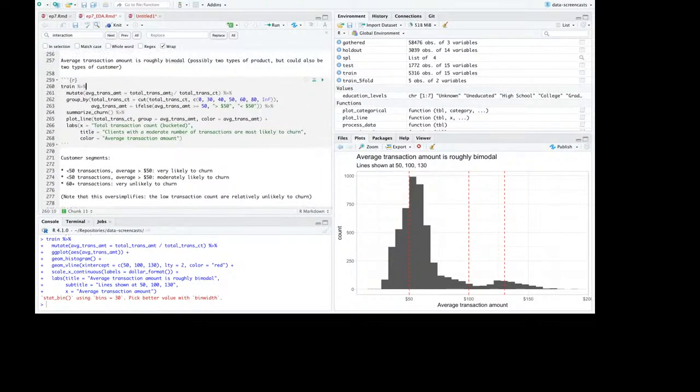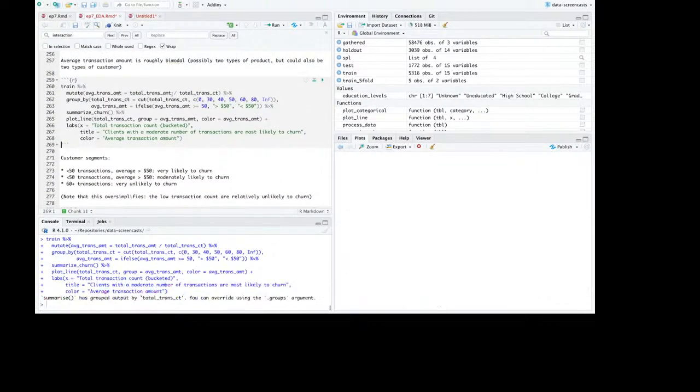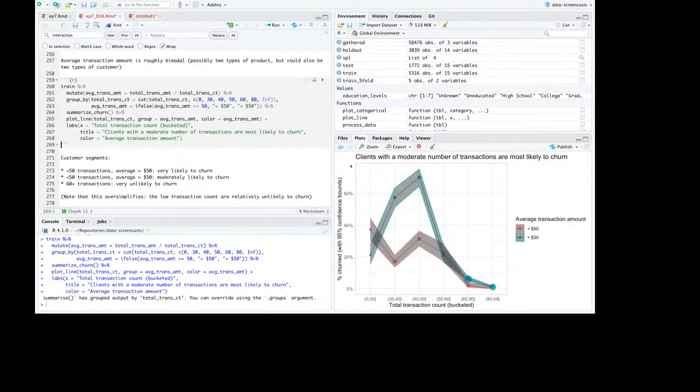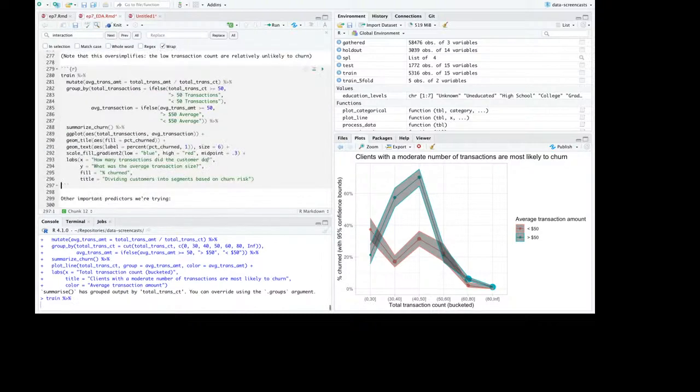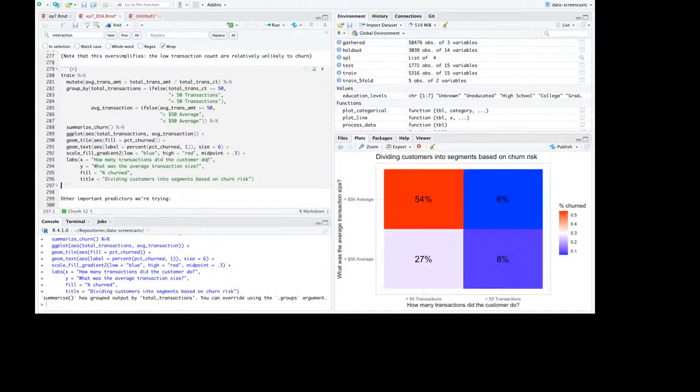The average transaction amount is roughly bimodal. I guess maybe people that do only a few transactions that are all large are much more likely to churn. This is my favorite graph we made, and I like that we were able to turn it into this segmentation kind of thing. I think it's the kind of thing that could be understandable. I'm going to make one quick change, labels equals percent. Oh yeah.